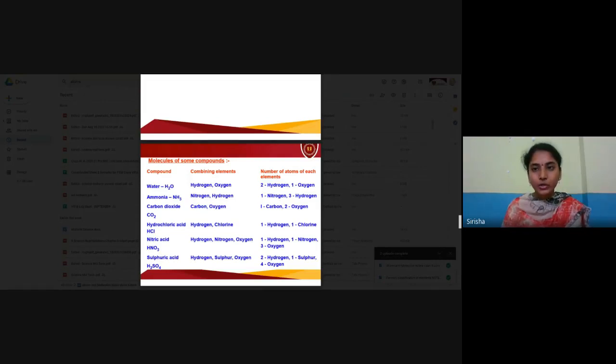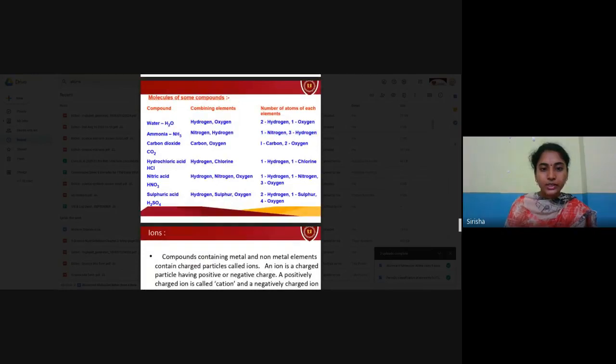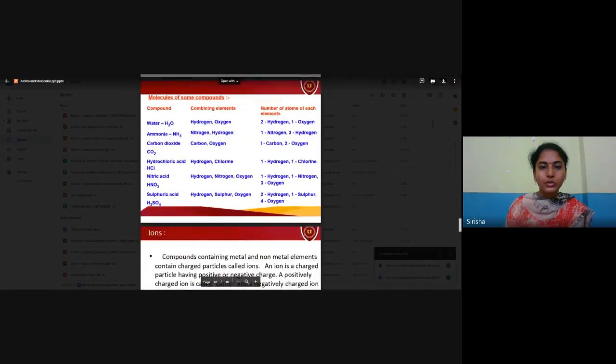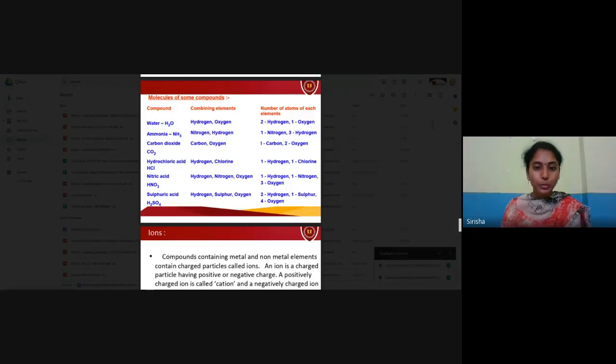Carbon dioxide: carbon and oxygen, there are two different combining elements. Let us see the number of atoms: carbon 1 atom, oxygen 2 atoms. HNO3, nitric acid: 3 elements are present here. Now let us see the number of atoms: hydrogen 1 atom, nitrogen 1 atom, and oxygen 3 atoms. In the same way, these are called molecules of compounds. Molecules are formed by the atoms of the elements combined in different proportions.